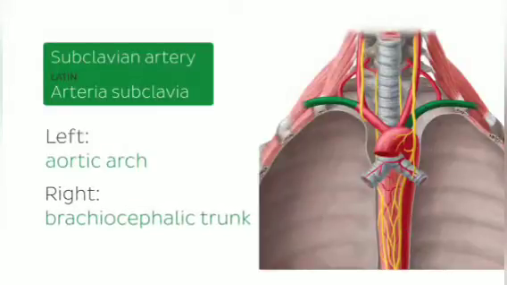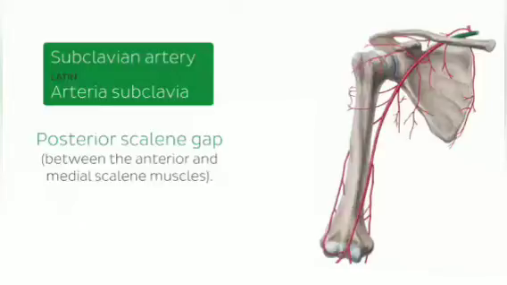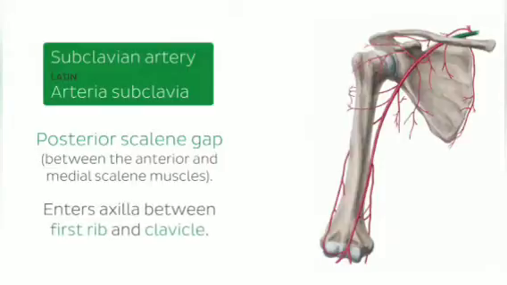Also important to mention that the subclavian runs through the posterior scalene gap just between the anterior and medial scalene muscles, and then enters the axilla between the first rib and the clavicle. And from there, it is called then the axillary artery.